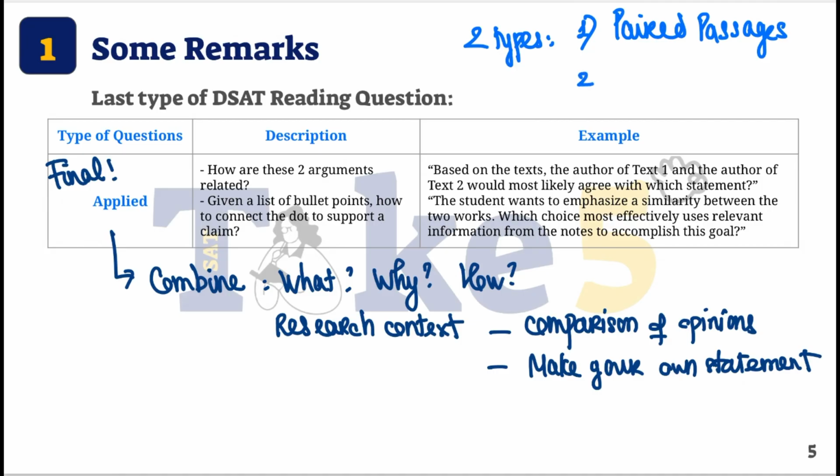The second applied context is called rhetorical synthesis, where you are given a list of notes or pieces of evidence and asked to synthesize a statement by combining those elements. But with constraint, you cannot just make any statement. It has to support a given claim. You will have a better look of this question in the next lesson.